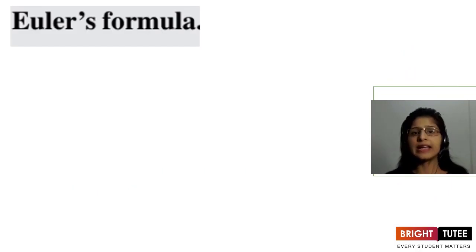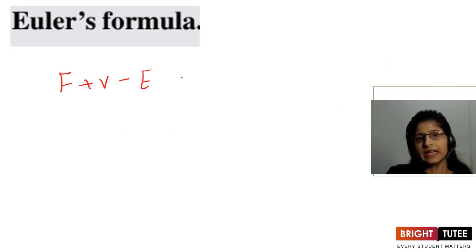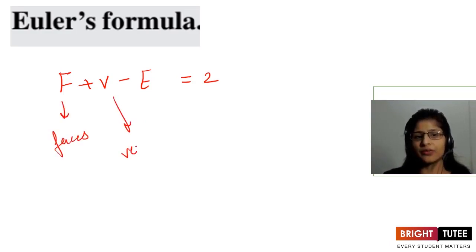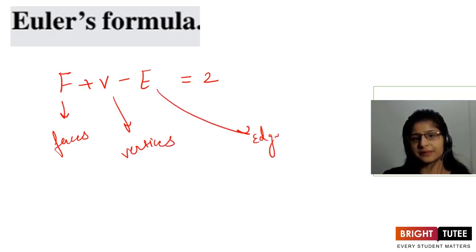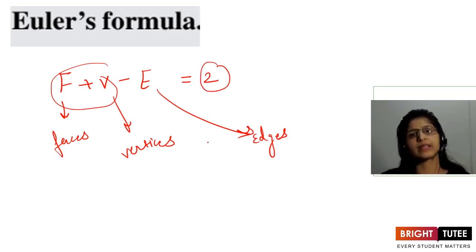Okay, here is Euler's formula. So what I told you is F plus V minus E is equal to 2. This is our Euler's formula. F is the number of faces, V is the number of vertices, E is the number of edges. Get that? So whenever we add these two and subtract the number of edges from it, we should always get 2. Then it is verified that it's a polyhedron.